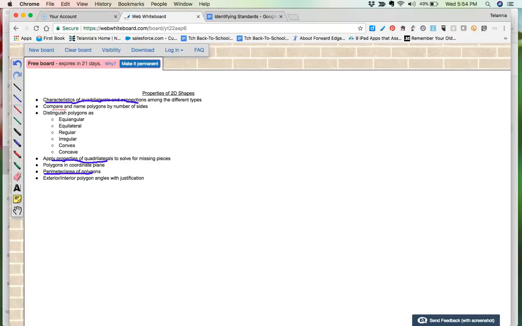So maybe I'm okay with them not mastering naming the polygons by the number of sides because they could easily Google that in their adult life. Maybe I'm also fine with them not necessarily knowing what would be equal angular or equilateral. So you can go through those pieces.